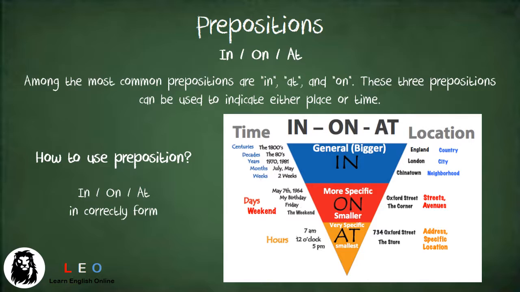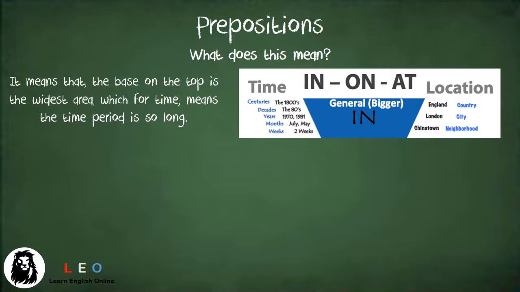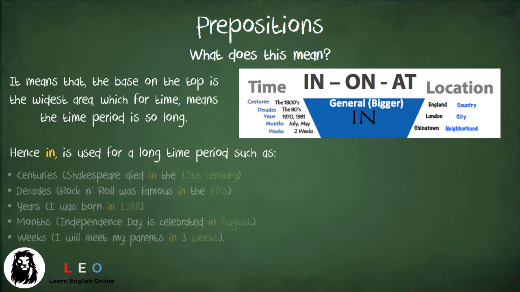Let's start. If you notice, this is an inverted pyramid. The left side of the pyramid is for time, and on the right is for location. And the prepositions go down from in to on and at. What does this mean? It means that the base on the top is the widest area, which for time means the time period is so long. Hence in is used for a long time period such as centuries.